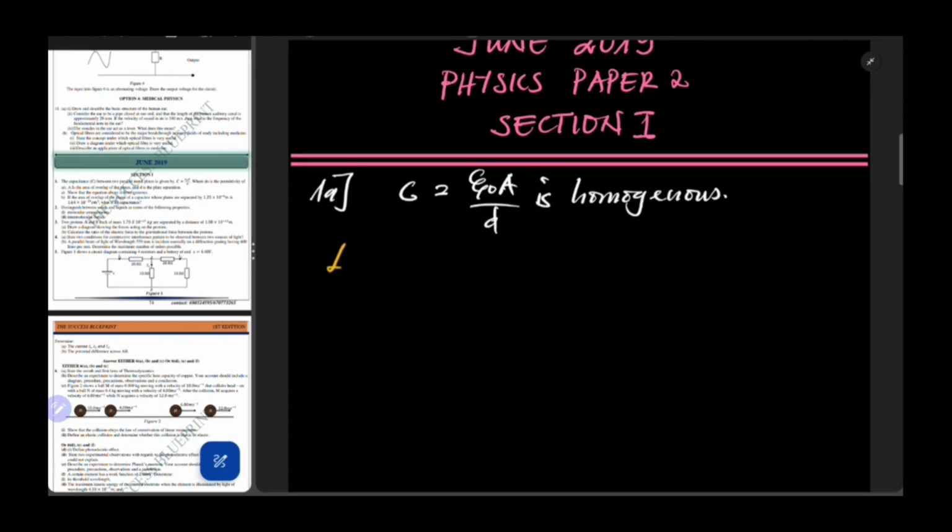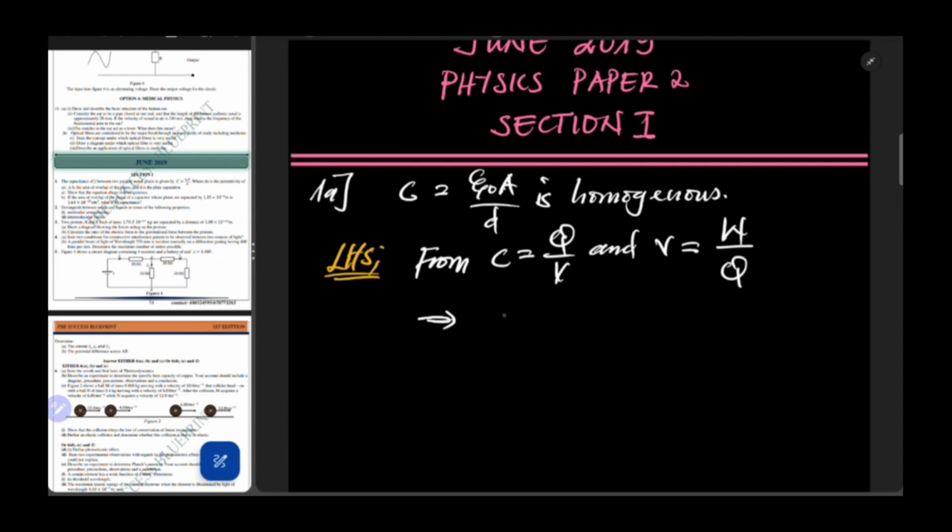Now for the left hand side, we have the following deduction. From C equals charge over voltage, for which in electric fields we have that V is equal to work done over charge. This means that C will be equal to charge divided by work done over charge, which boils down to charge squared divided by work done.